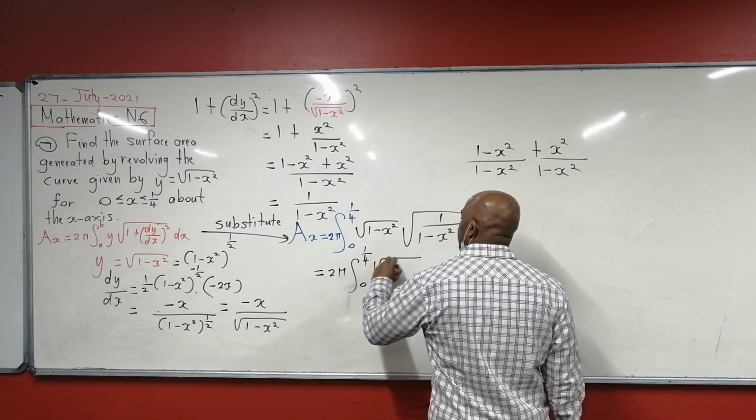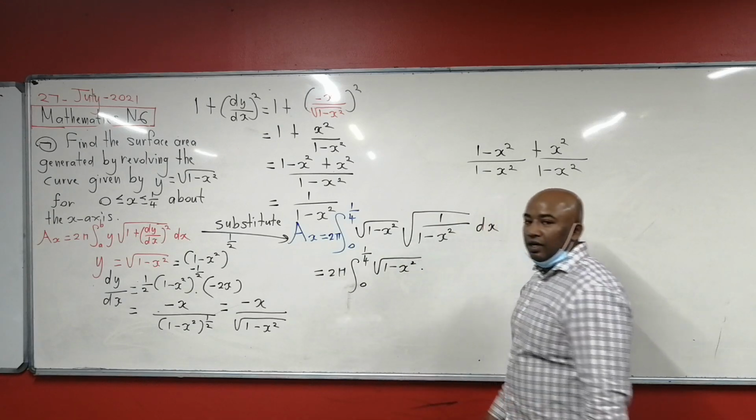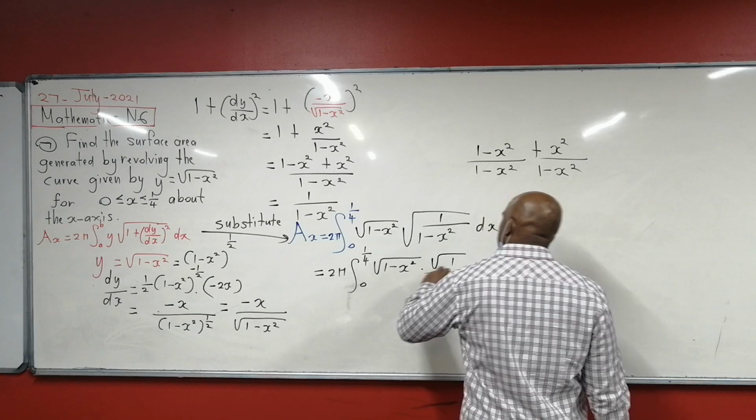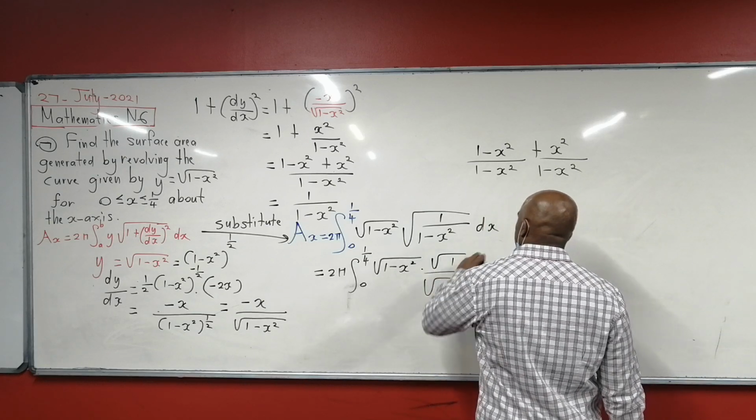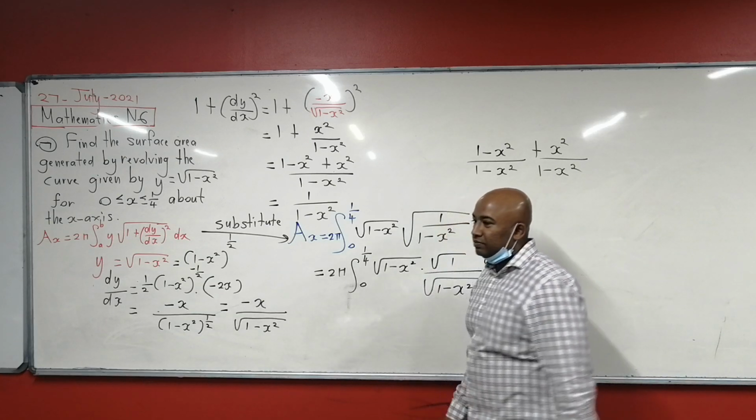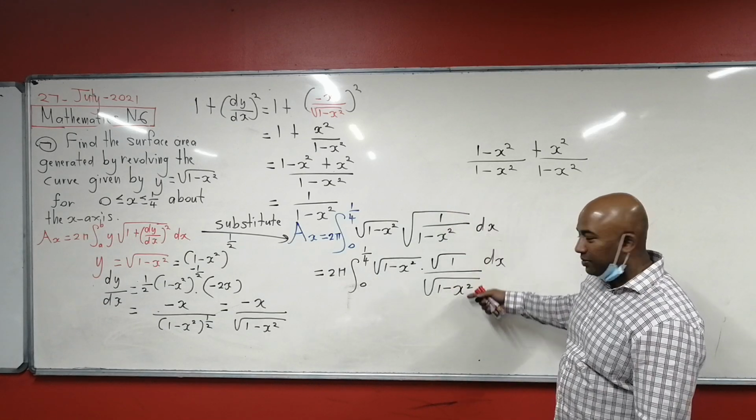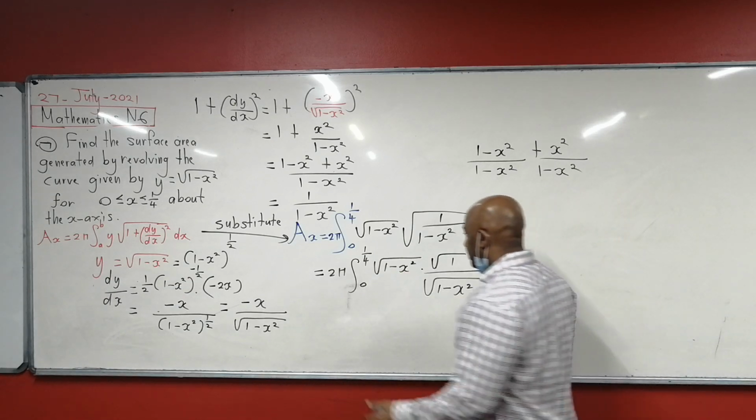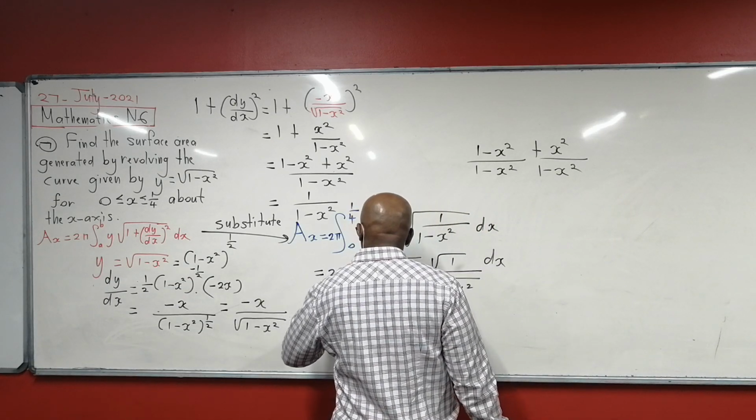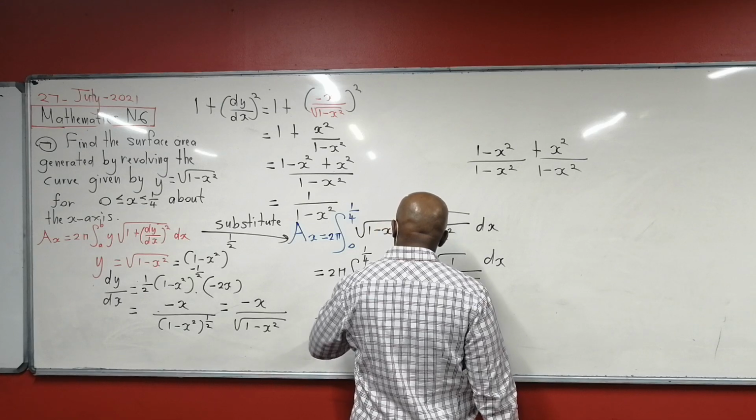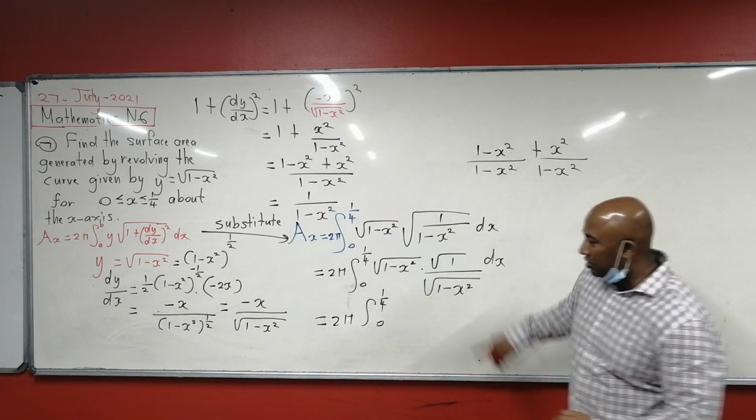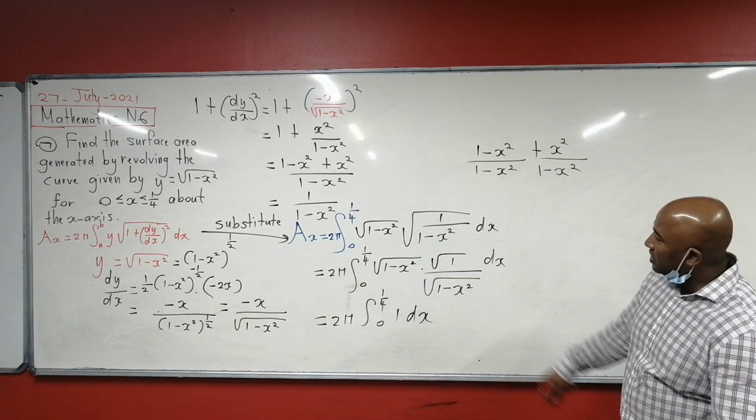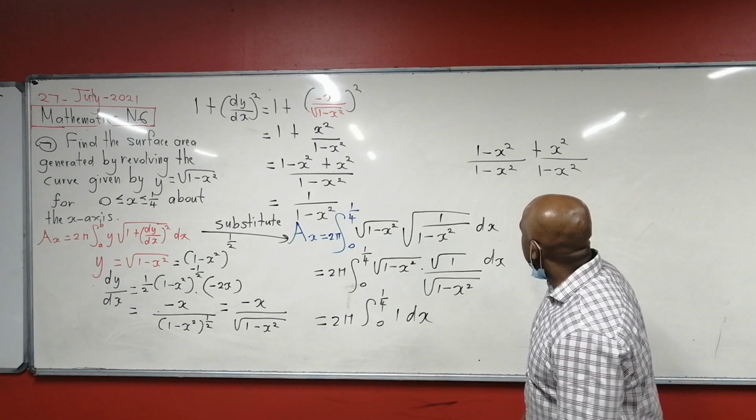We got the square root of 1 minus x squared. Now we got the square root of a fraction. The square root of the numerator divided by the square root of the denominator. The exponent belongs here. That and that cancel. So I'm left with just the square root of 1, which is 1. So now all I have to do is just integrate 1, and then I'm done.